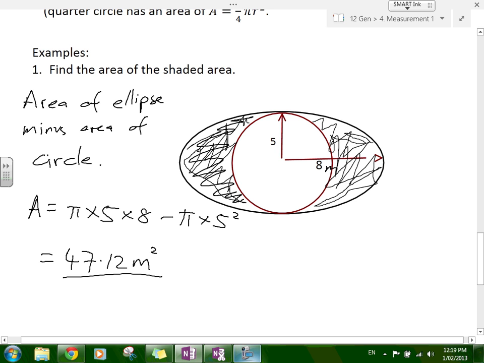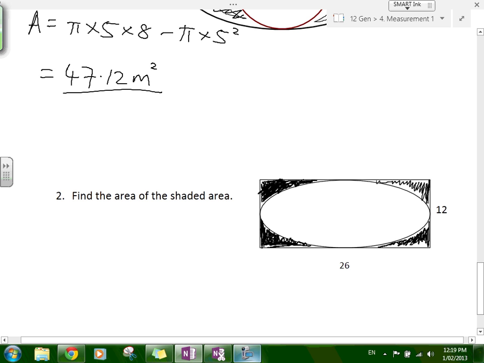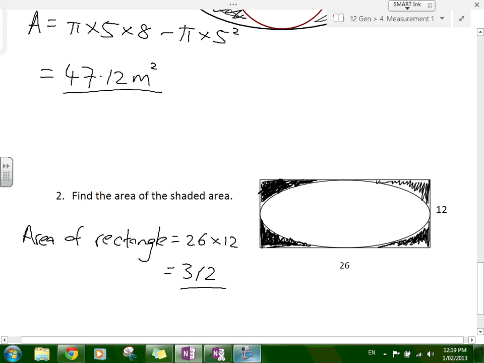So, making sure that we're familiar with how to find the areas of different things. This is the final example. Let's find the area of the shaded region. Here we've got a rectangle and an ellipse cut out of it. Firstly, what's the area of the rectangle? 26 times 12, that's 312. And then what's the area of the ellipse? You have to find the two axes. This one's half of 26, which is 13, and this one's half of 12, which is 6.